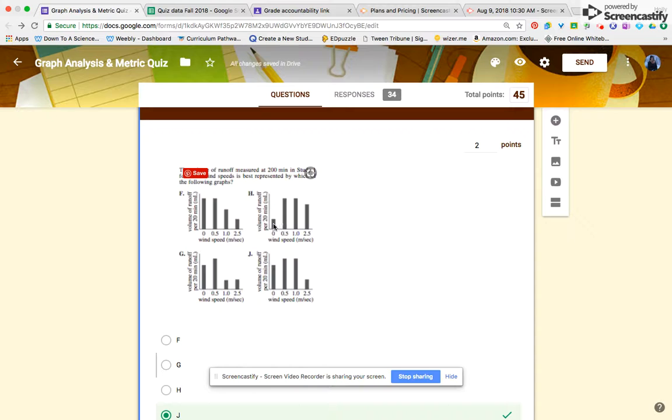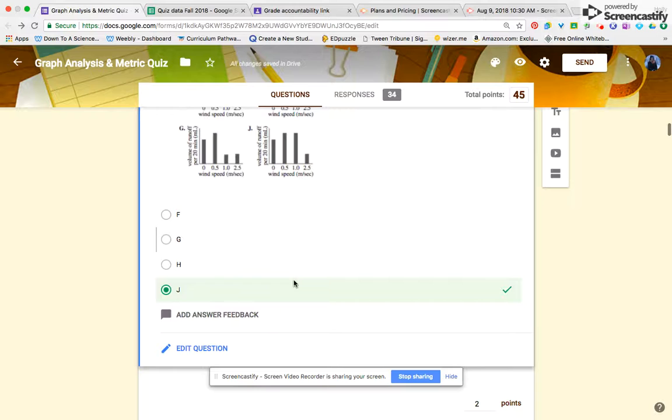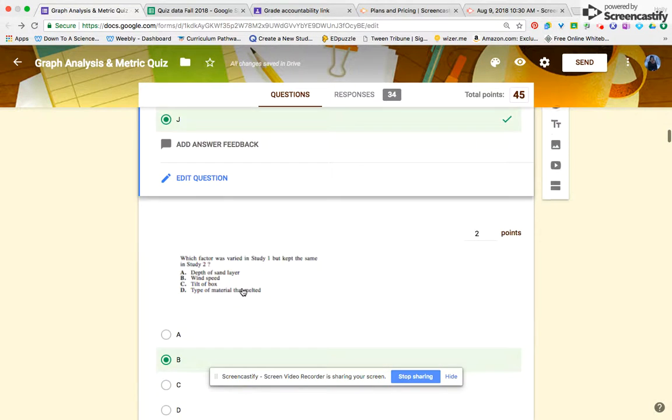So we can eliminate H because it does not have the smallest. And then we're looking for the bar graph where 0 has the next smallest. So then we can eliminate this one because 1.0 is smaller than 0. And we can eliminate this one because, again, 1.0 is smaller than 0. So we come over here, and does it look pretty accurate? 2.5 is the smallest. 0 is the next smallest, and then 0.5 and 1.0, the bars look to be the same. And so that's how we got J for that one.